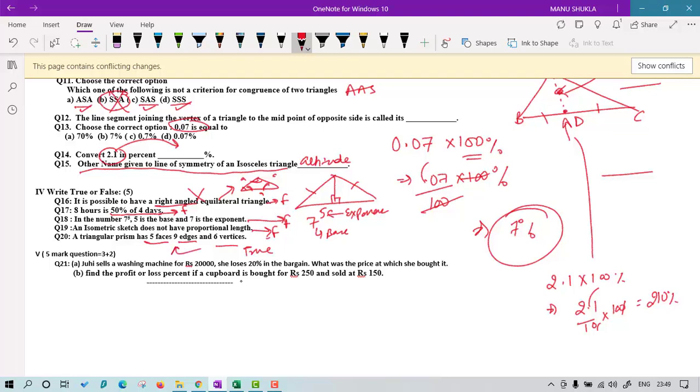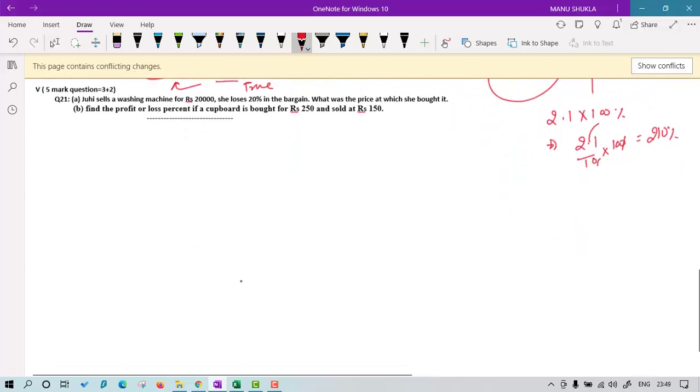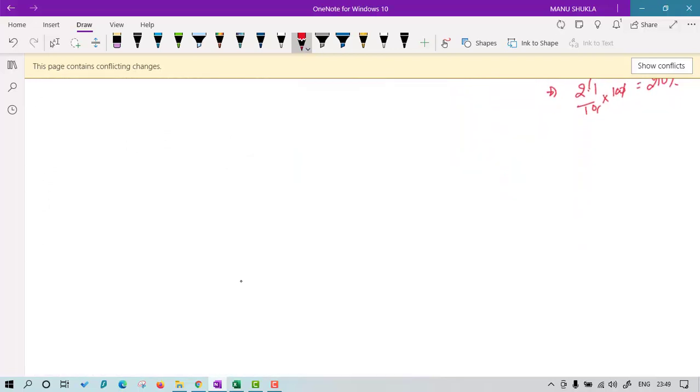Now question number 21, Juhi sells a washing machine for rupees 20,000.